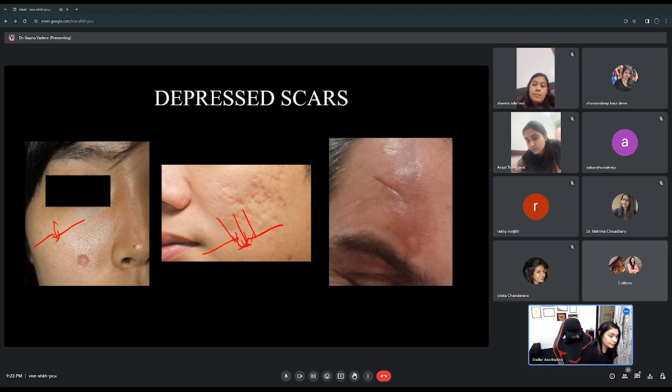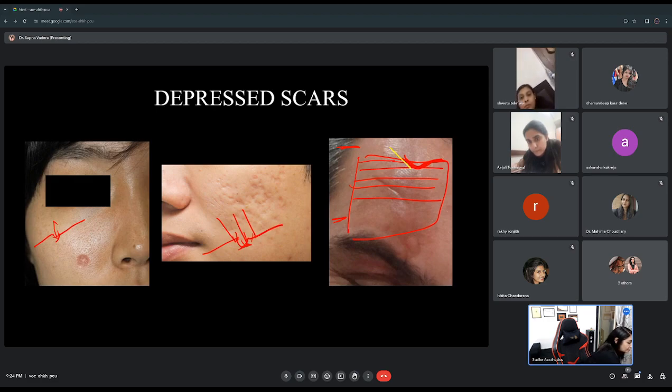Now what is subcision? Suppose this is the skin, this is the top part, this is a bottom layer. So these are multiple layers of the skin, right? And you have a scar which looks something like this. So what you do is, you take a needle, tuberculin syringe 19 gauge. I'll show you this, we'll do a patient demonstration about this. So you will take a needle and put it like this inside, and you will go below the scar.